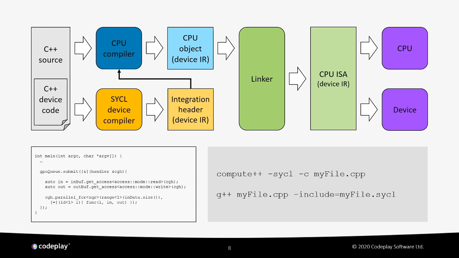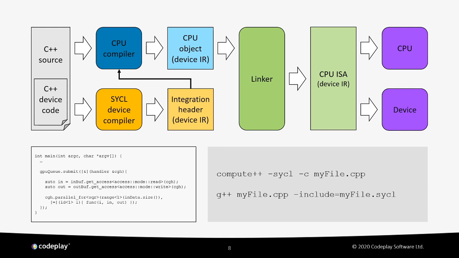So you have a SYCL device compiler, which will compile your SYCL application and output an integration header, which contains the device binaries for your kernels and all the necessary metadata. Then you have a host compiler, which compiles your application again as a standard C++ executable, including the integration header to embed the device binaries into the executable. The benefit of this approach is that you can use any standard C++ compiler as your host compiler, which makes it easier to integrate SYCL into an existing toolchain.